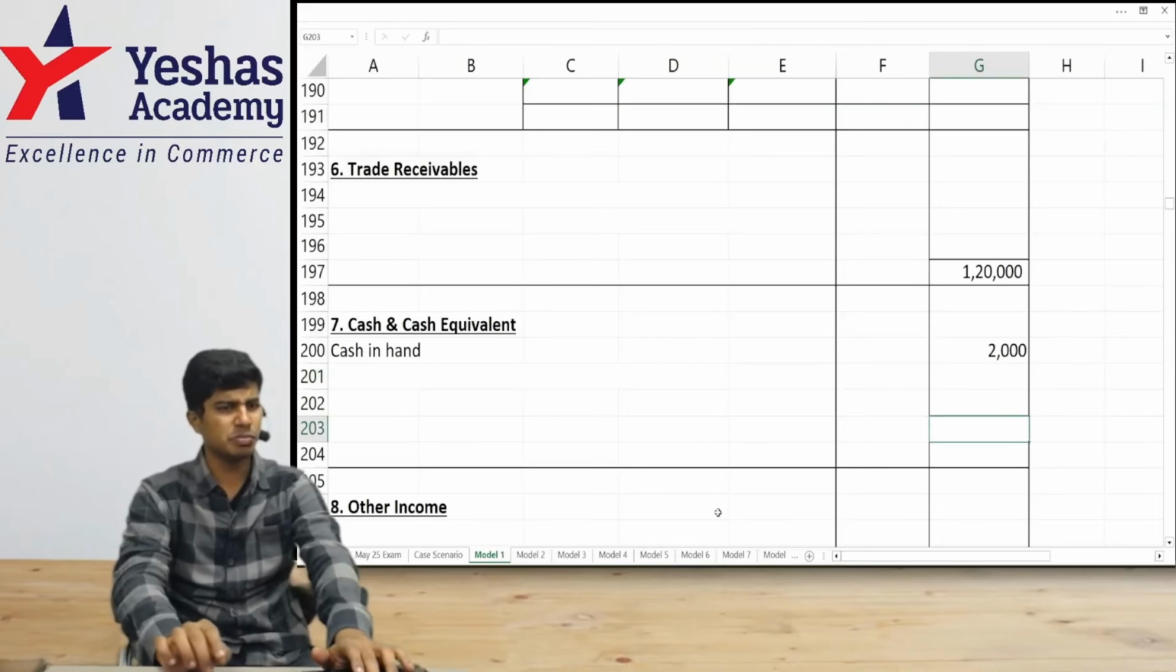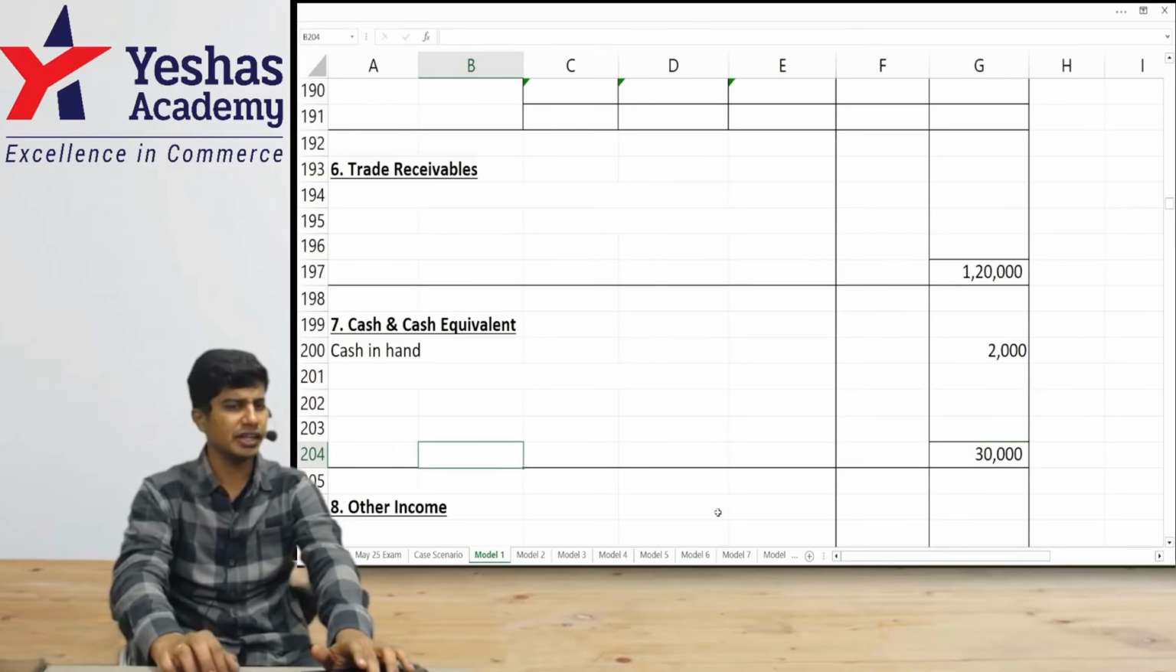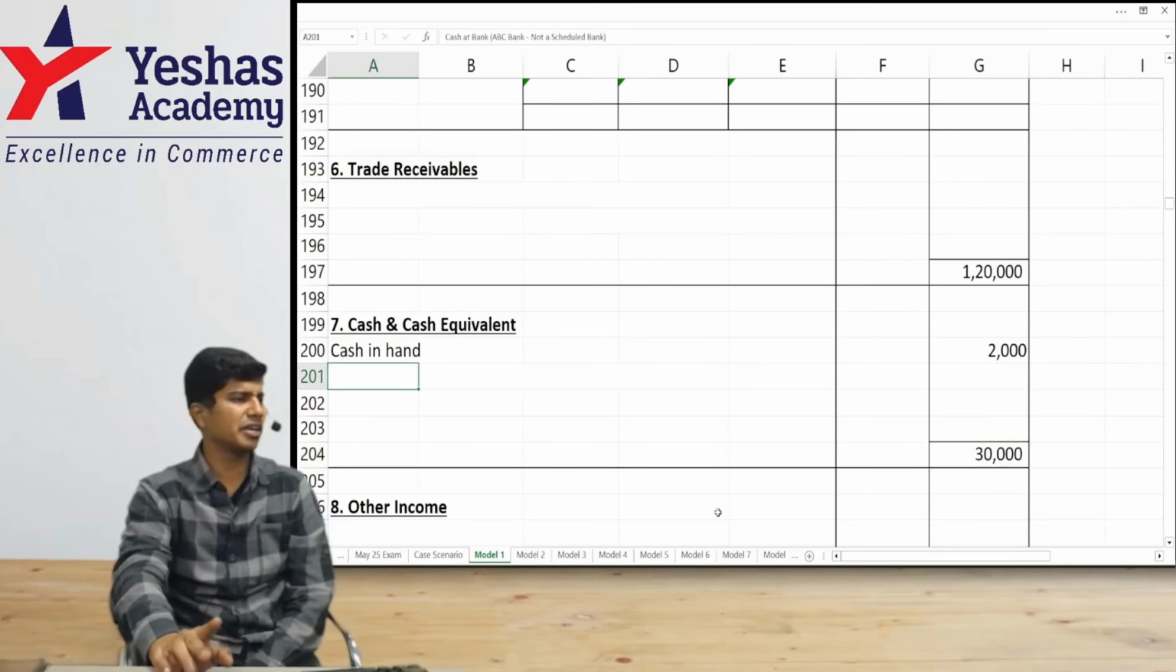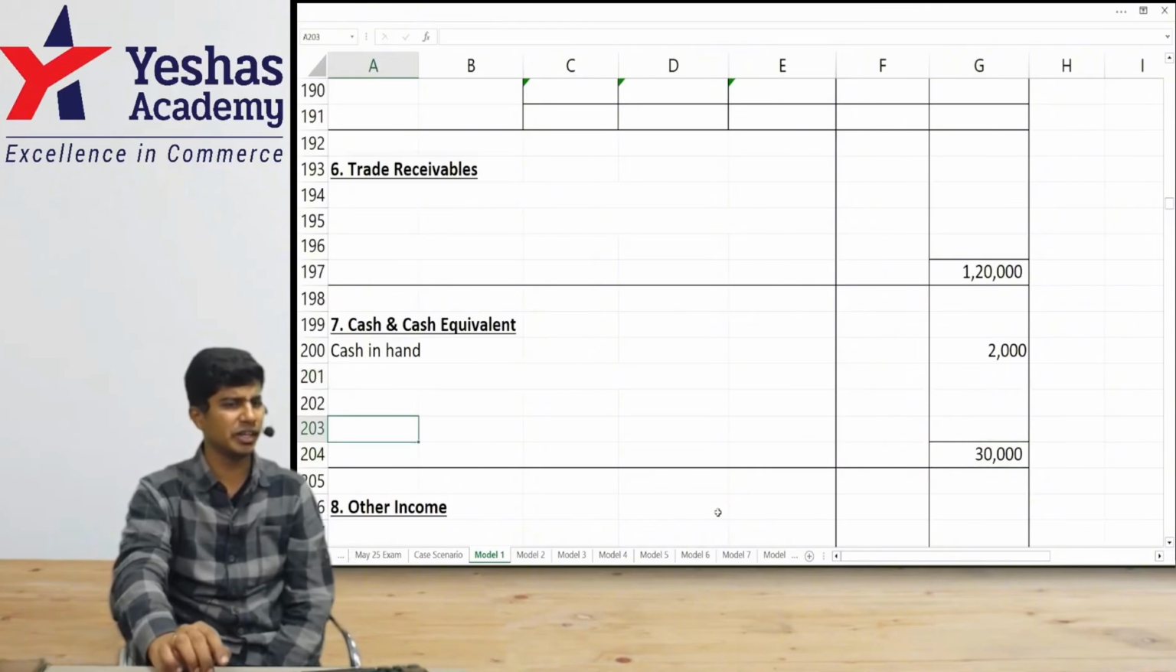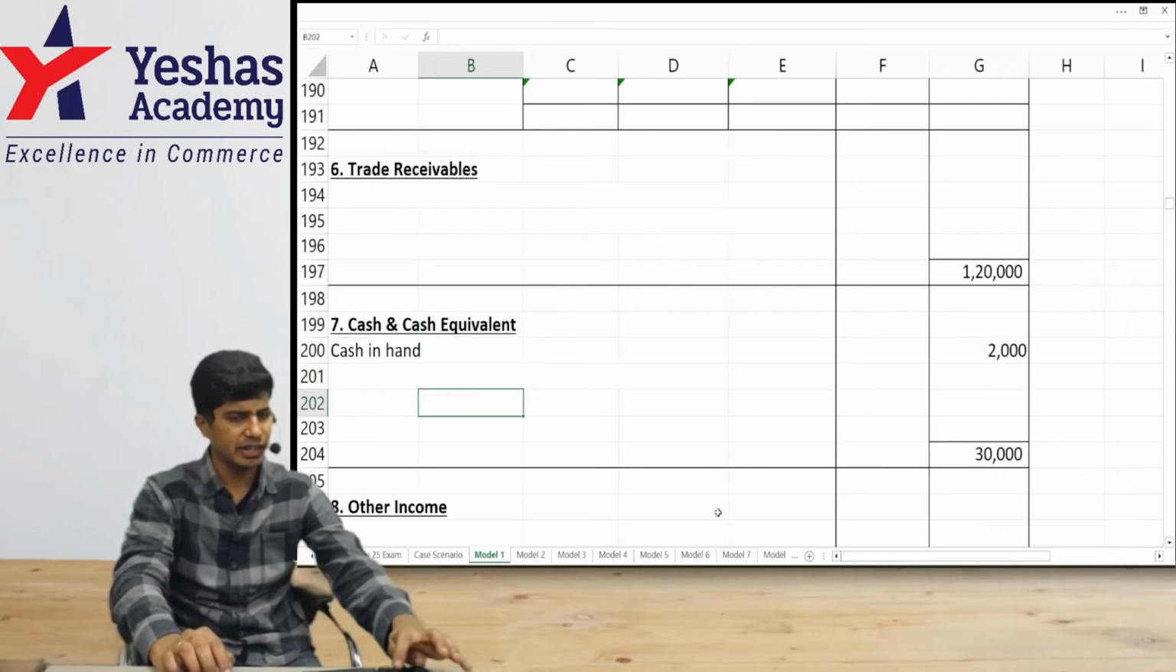28,000. But that has to be split. 28 plus 2 is 30. Some money is with that scheduled bank, some money is with that unscheduled bank. That split has to be written. I think we'll write it later. Is that okay? Money with the scheduled bank and unscheduled bank, will write it later.